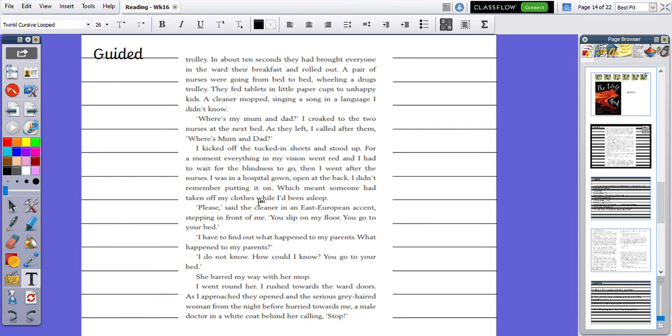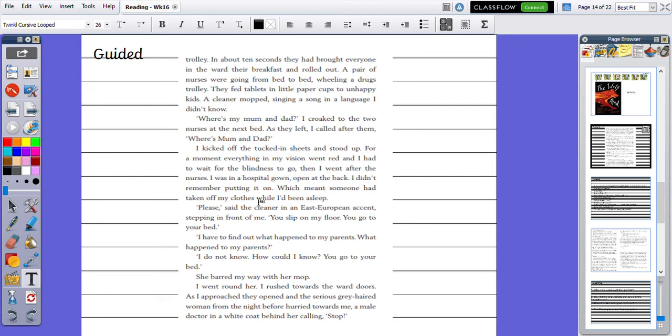"Please," said the cleaner in an Eastern European accent, stepping in front of me. "You slip on my floor, you go to your bed." "I have to find out what happened to my parents." "What happened to my parents?" "I do not know. How could I know? You go to your bed." She barred my way with her mop.